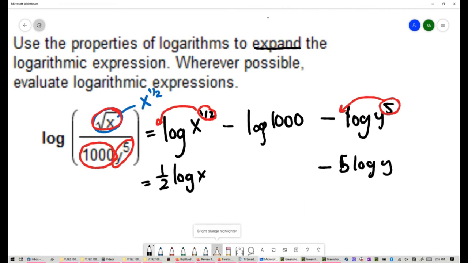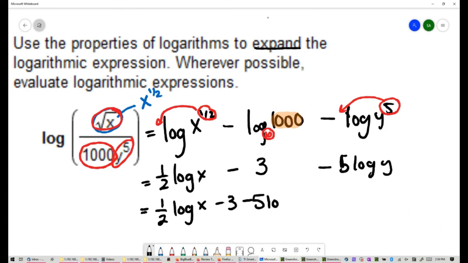And then this one in the middle, because it's log of a number, we want to try to simplify it. So with this one, it's a little bit tricky because no base has been written here. So we have to know that this is base 10. So when we simplify or evaluate this log, we need to say 10 to what power is 1,000, and 10 to the 3rd power is 1,000. So that means log of 1,000 is 3. So we've got our fully expanded expression here as 1/2 log x minus 3 minus 5 log of y.